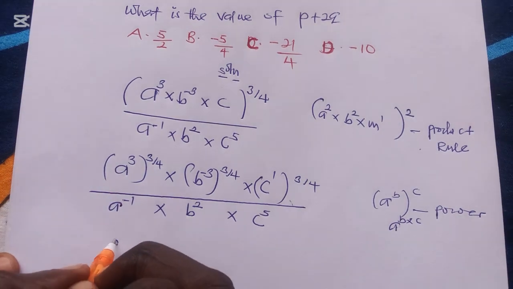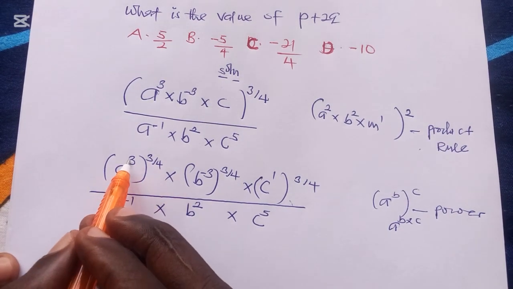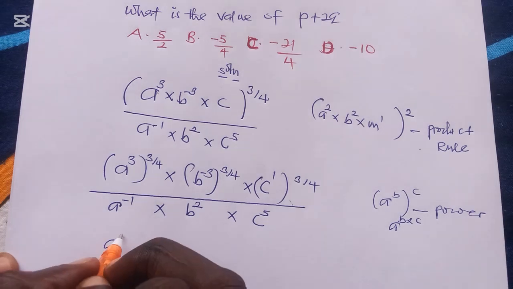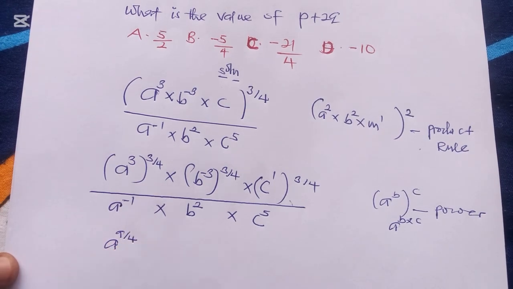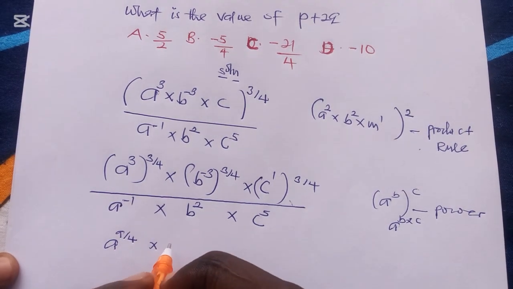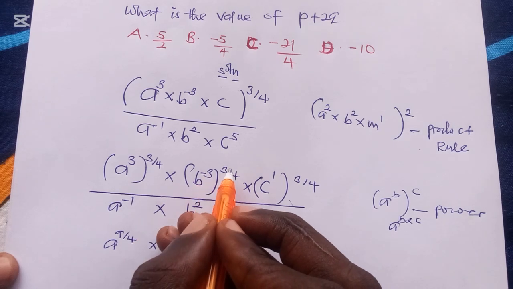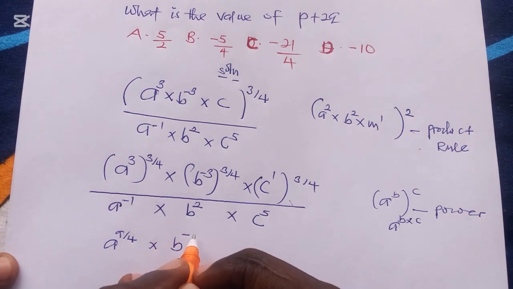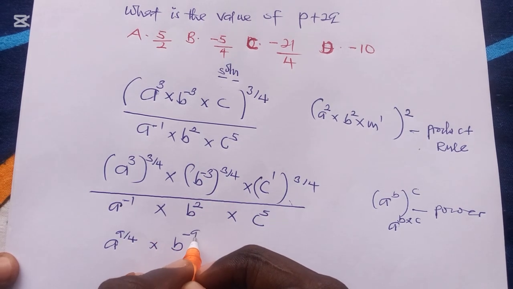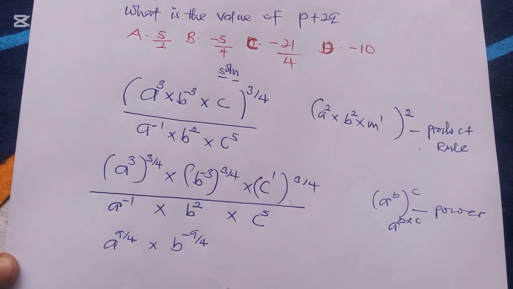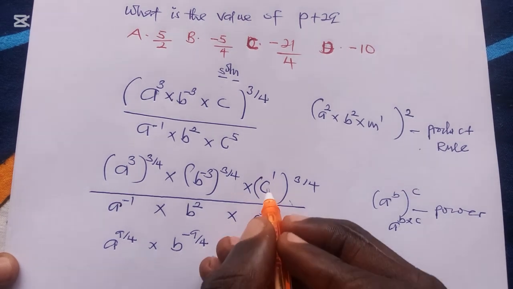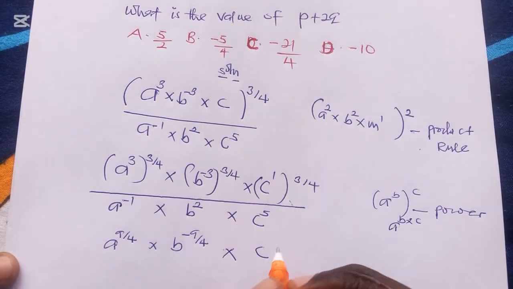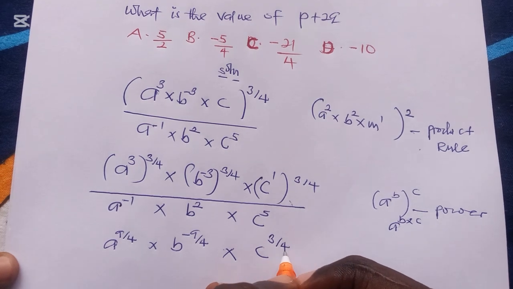Therefore, we say this is a. Now we multiply the two powers. 3 times 3 gives you a raised to the power 9 upon 4. Multiplying by b, we say minus 3 times 3 giving minus 9 divided by 4. Multiplying by c, this becomes 1 times 3 giving you 3 upon 4.